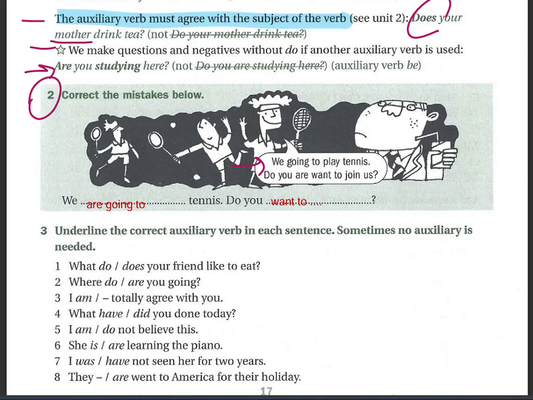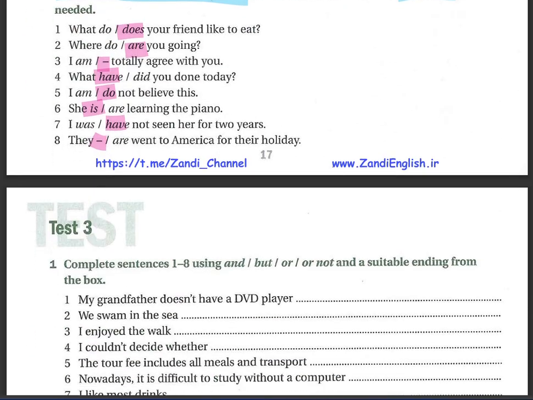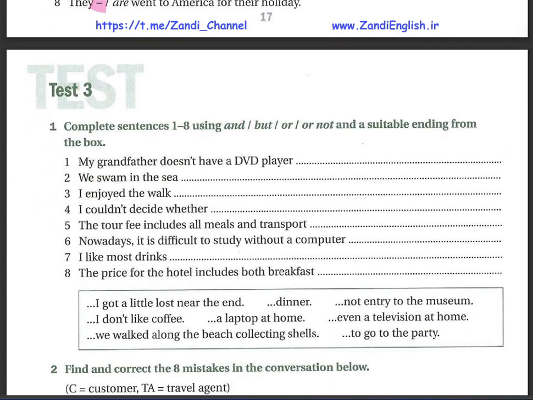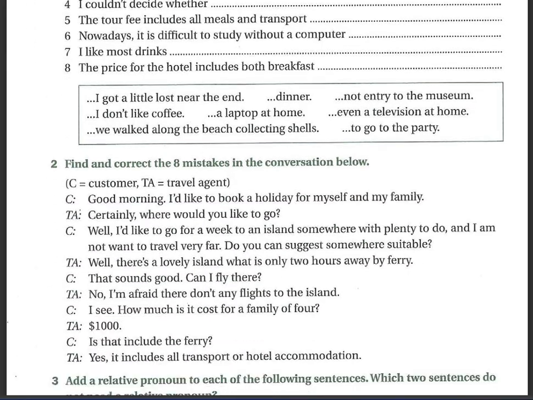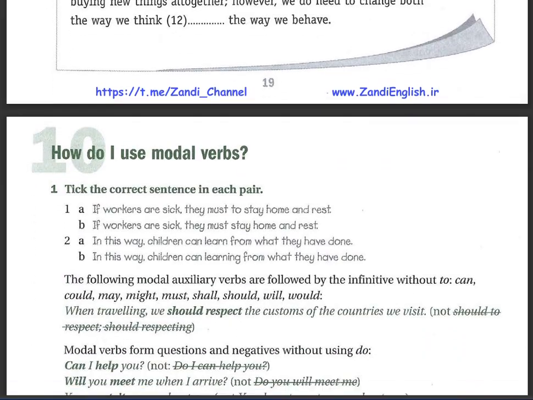Great. Now look at part 3. Underline the correct auxiliary verb in each sentence. Sometimes no auxiliary is needed. So guys, please pause the video here and answer this part. Then you can check with me. Very well, now you can see the correct answer. Let's continue. Again, we have test number 3. Please don't forget to do them at home and also check your answers.